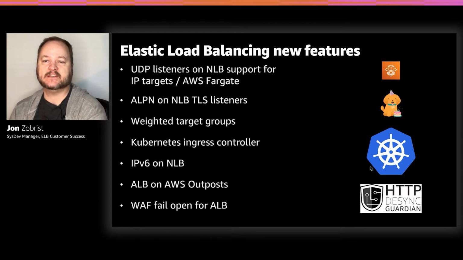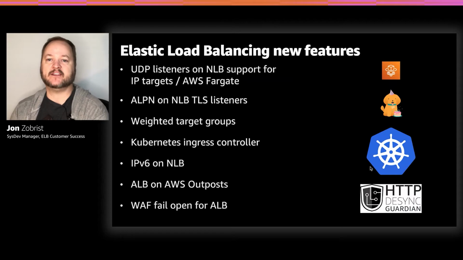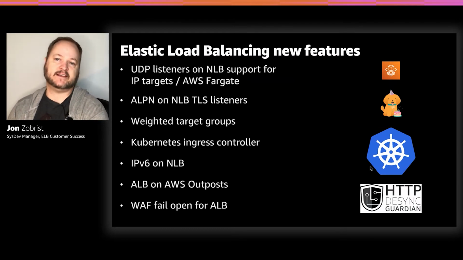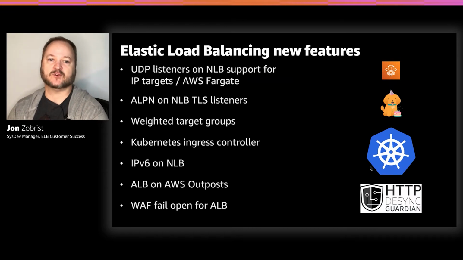Then we added ALB support on Outposts. So if you don't know about Outposts, they're the AWS in your data center where you can bring an Outpost rack and put it directly in your data center and run a lot of the applications you can run on AWS directly in your data center. If you need something like low latency or you already have a data center footprint, the ALB lets you load balance those resources now running directly on your Outpost.